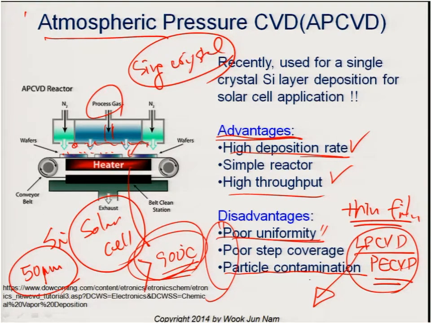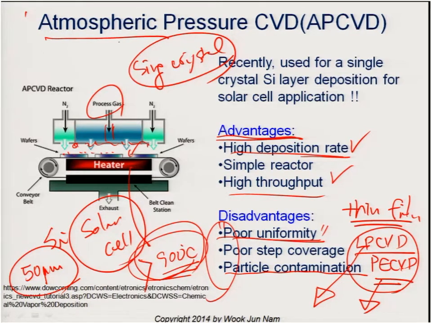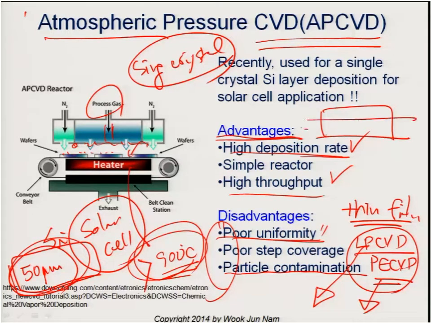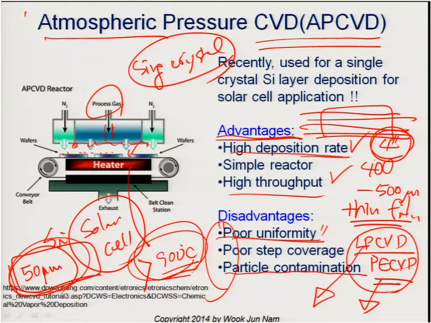LPCVD's deposition rate is way slower than APCVD, and PECVD does not provide as good quality film as APCVD can. Since APCVD can grow this much film in a pretty short period of time, people started to use APCVD film instead of dicing big wafers very thin. Actually, the wafer thickness is about 400 to 500 micrometers for a wafer about 4 inches in diameter.